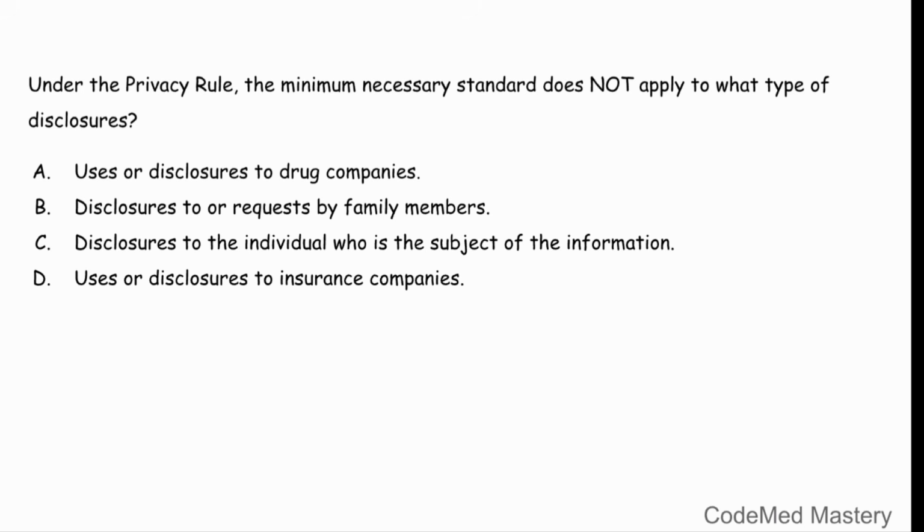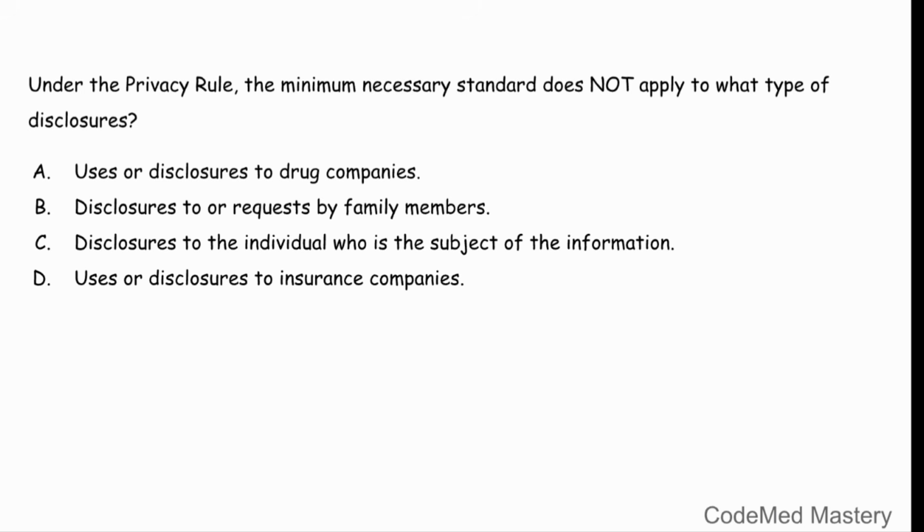Next question. Under the privacy rule, the minimum necessary standard does not apply to what type of disclosures? Option A, uses or disclosures to drug companies. Option B, disclosures to or requests by family members. Option C, disclosures to the individual who is the subject of the information. Option D, uses or disclosures to insurance companies.